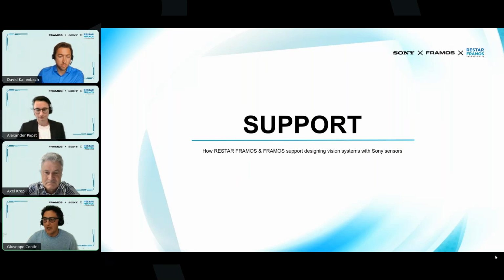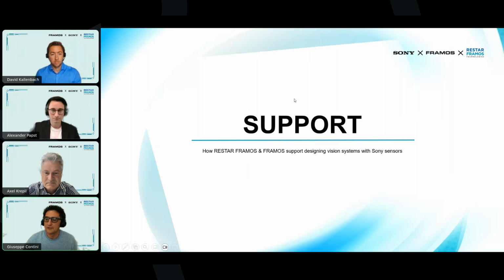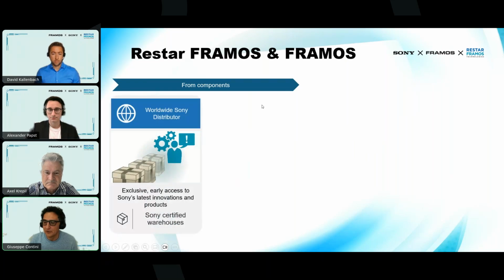Now, I will spend a few minutes talking about how we at Framos can support the implementation of the system as well. Alexander mentioned the system is important. The components are not isolated. So here at Framos, we go from components to system. First, as Axel mentioned, the distribution of the sensors, getting access to the sensors, getting information about the sensors, and also what's coming next. This is very important when you have to plan your next production, your next project, maybe a few years in front of us.